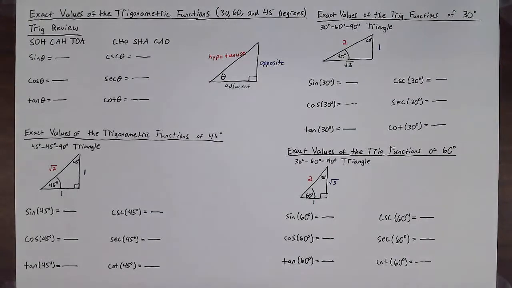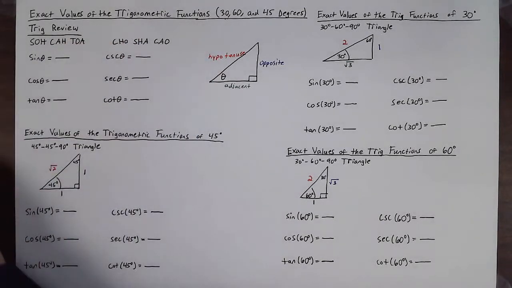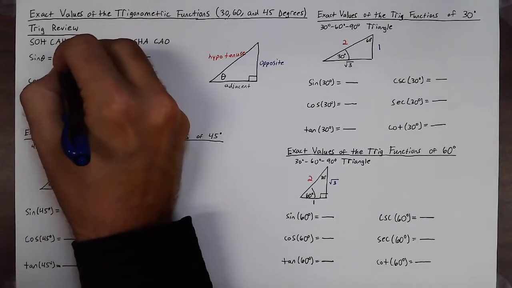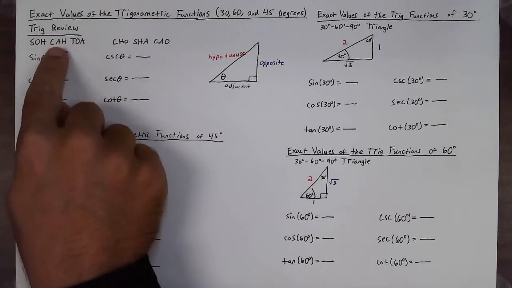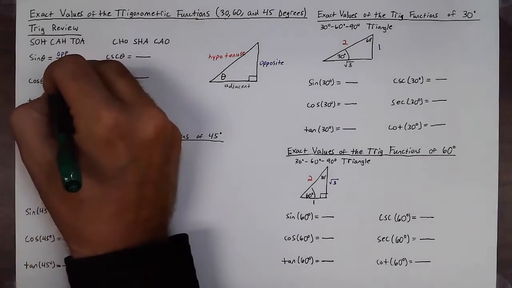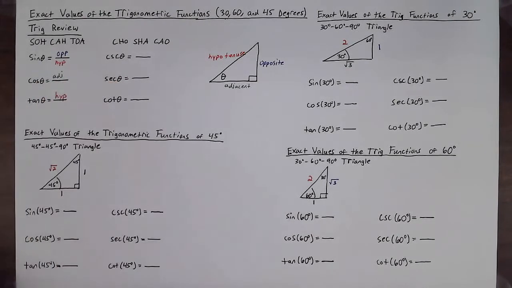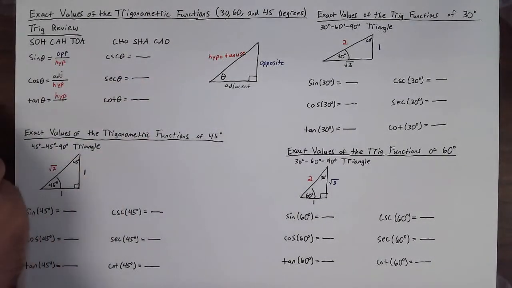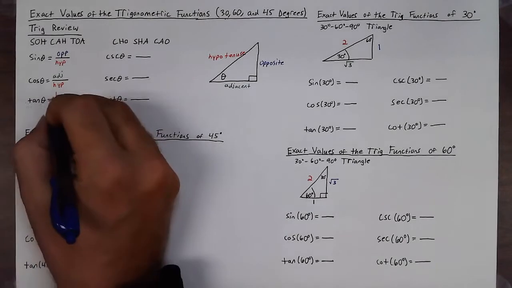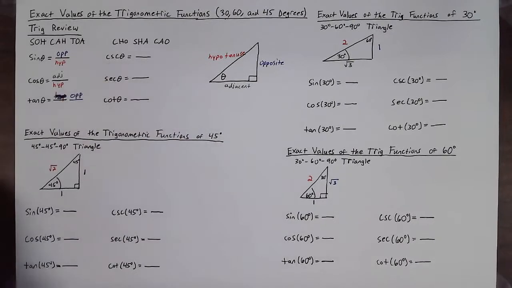Now that you know these sides, we can go through our acronym SOHCAHTOA, which for sine would be opposite over hypotenuse. For cosine would be adjacent over hypotenuse. Wrote that in the wrong spot. And then for tangent would be opposite over adjacent.